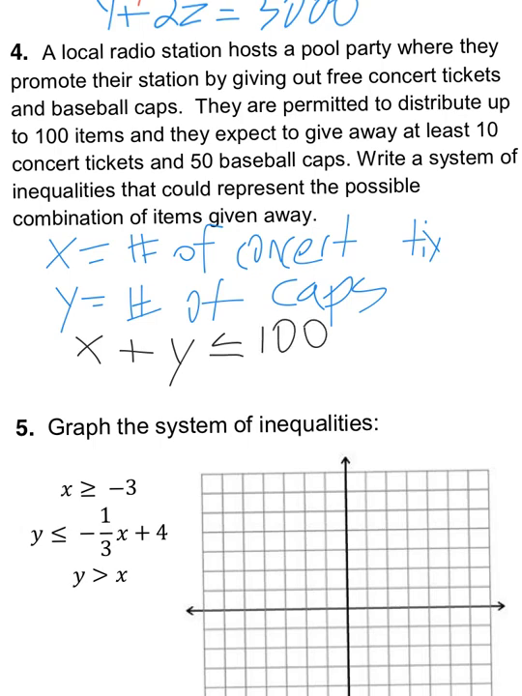And then the next one says they're expected to give away at least 10 concert tickets and 50 baseball caps. So I'll write at least 10 concert tickets, so that was X. So X is going to be greater than or equal to 10. And then Y will be greater than or equal to 50. So we actually have 3 equations here for 2 variables. It happens sometimes, or 3 inequalities, I should say, not equations. But yeah, at least 10 and at least 50, it would make those 2 down there, and that's all I have to say. Let's move on to number 5.